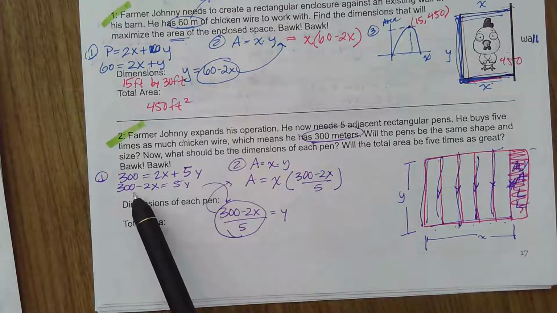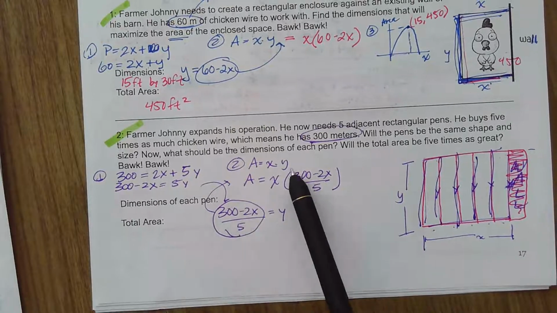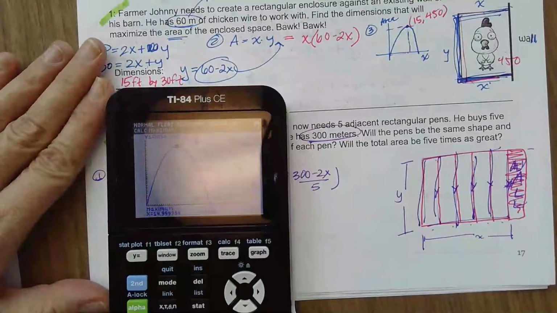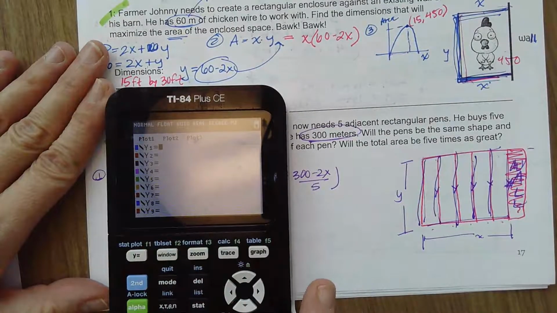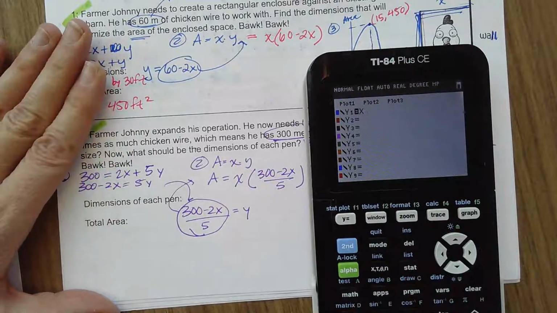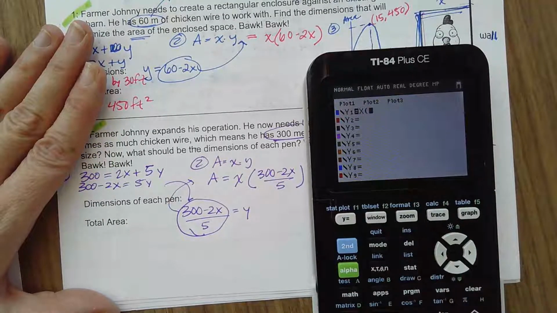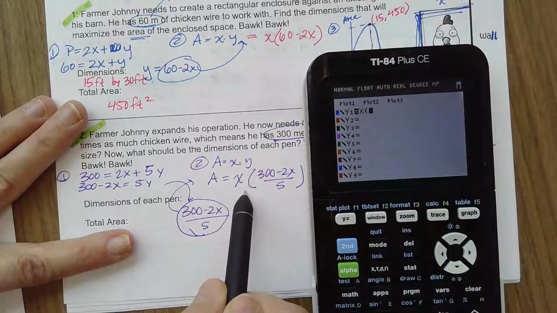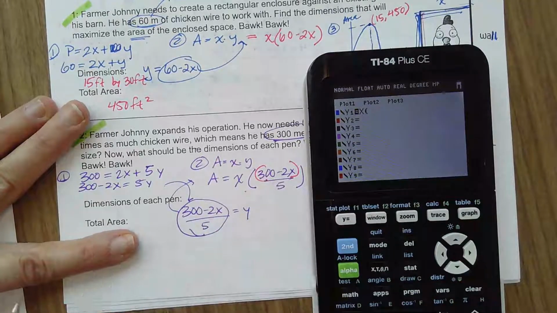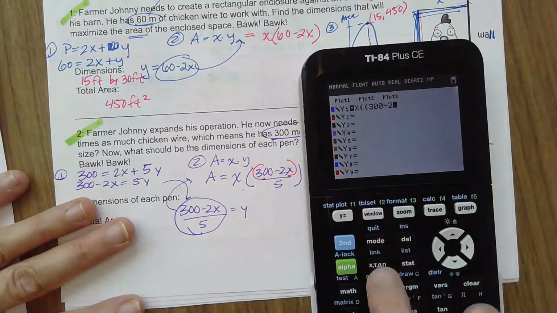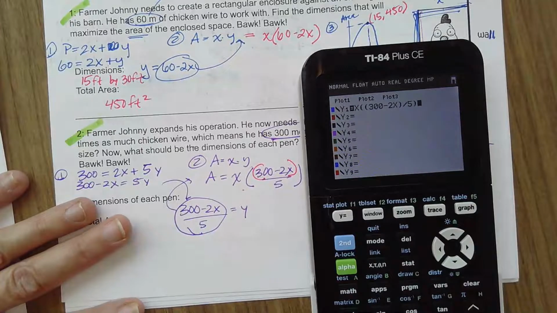So we did the system thing where we set this equal to y, substituted that back in, and now we're going to solve. Let's go back to our y equals, clear this out, and type in this equation. In order to get the right equation, you need to put parentheses. I have the x, you have the parentheses here, but you also put parentheses around this numerator. So I'm going to open up another set of parentheses and do 300 minus 2x, close the parenthesis, divided by 5, and close the parenthesis.